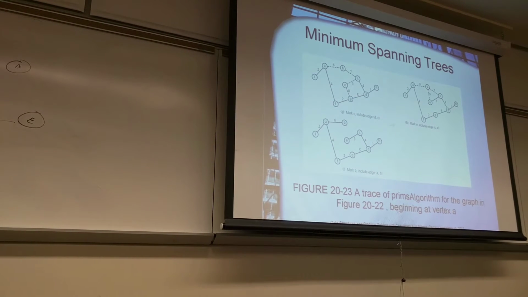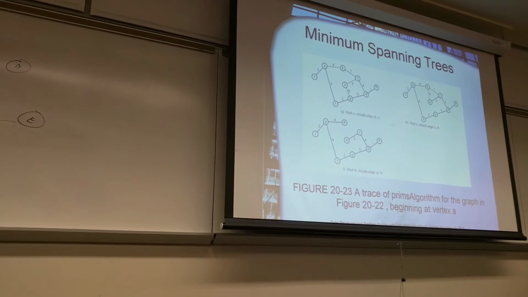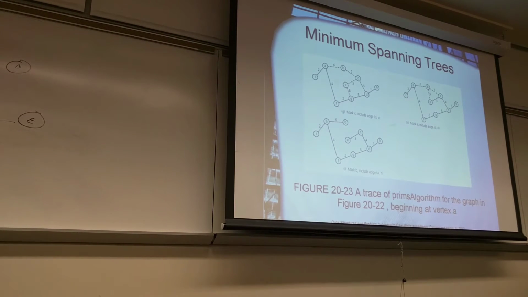So I do have a spanning tree, starting with A as the root. Actually, I think any node can be the root. Yeah, you can. But I'm starting with A as the root, and this guarantees that it's the min cost spanning tree. If I started somewhere else, I don't know if I'd get the same min cost. I haven't tried that.